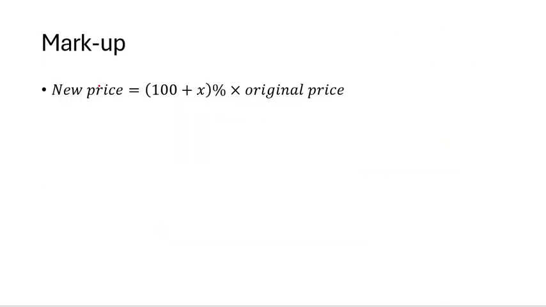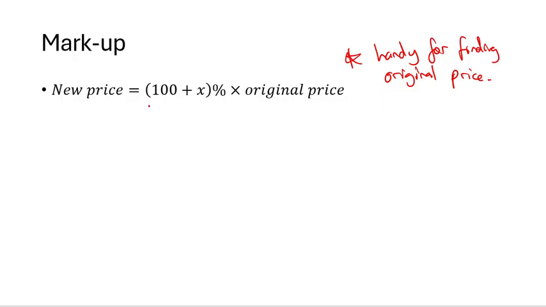Now the second method is like this. Now this formula will be really handy. It's really handy for finding the original price. So make sure you have it, okay? So the new price equals 100 plus X percent times original price. X is pretty much your markup percentage. So this is method two. So just remember that.